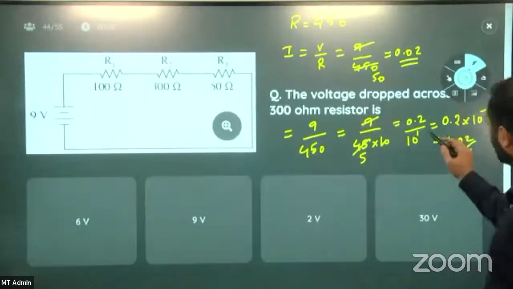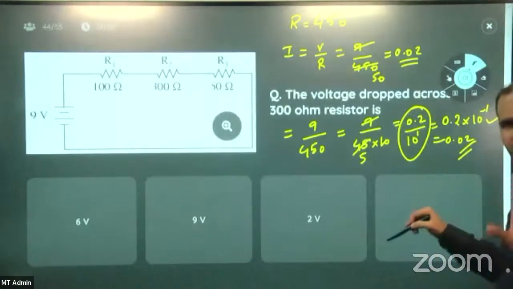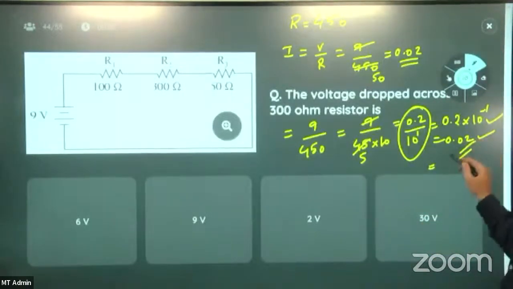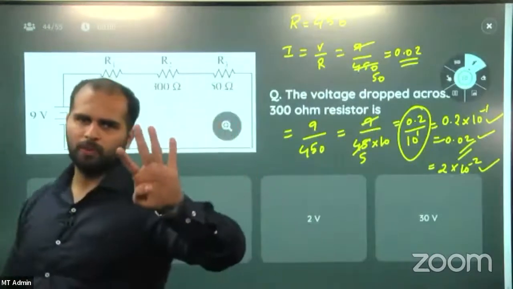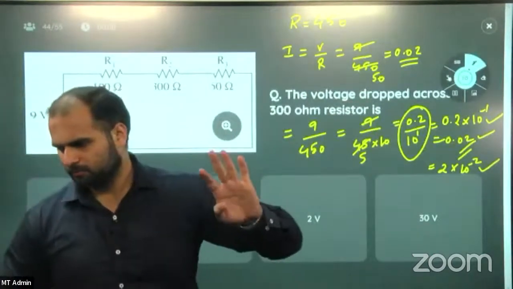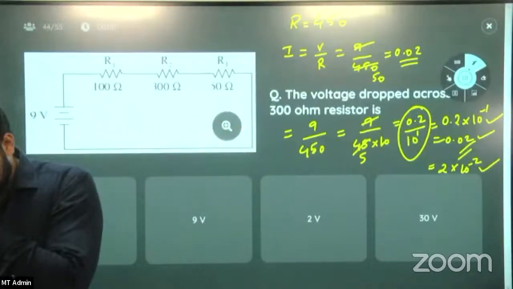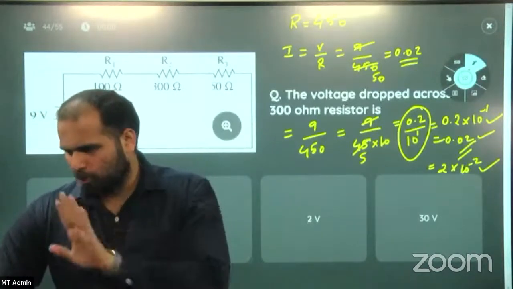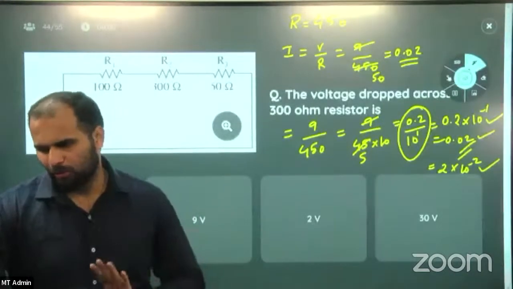If someone asks, sir, should I keep this like this only, I'll say yes. If someone says, sir, I don't want to keep the decimal, I'll write it as 2 into 10 raised to minus 2, I'll say yes. See, one option I can write in four different ways. Did everyone understand till here? Is there any doubt till this point? If there is a doubt, say yes in the chat box; if there is no doubt, say no.